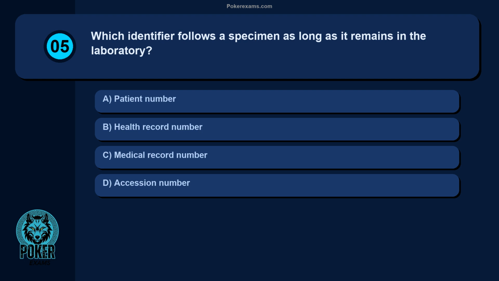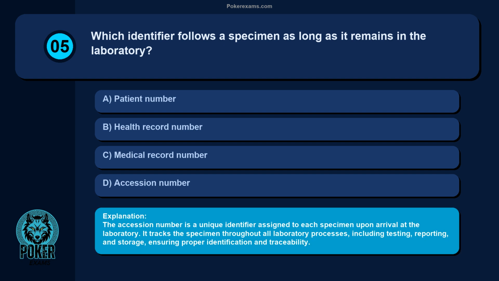Question 5. Which identifier follows a specimen as long as it remains in the laboratory? Patient number, health record number, medical record number, accession number. The accession number is a unique identifier assigned to each specimen upon arrival at the laboratory. It tracks the specimen throughout all laboratory processes, including testing, reporting, and storage, ensuring proper identification and traceability.